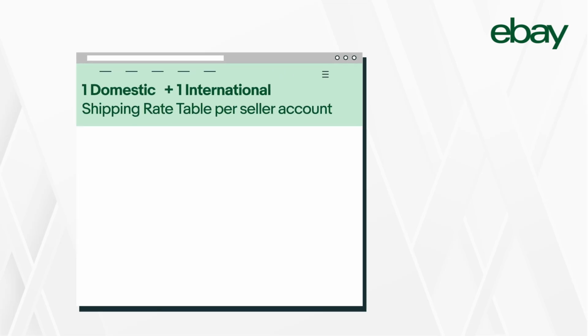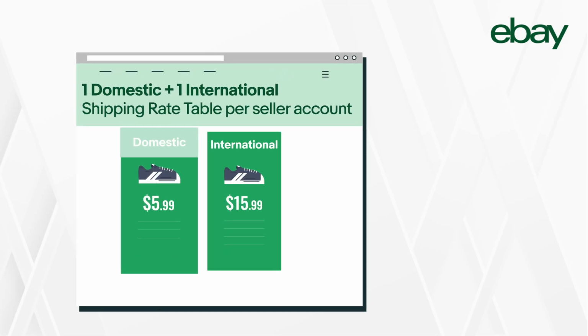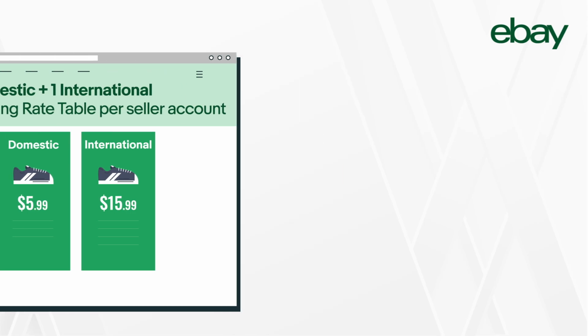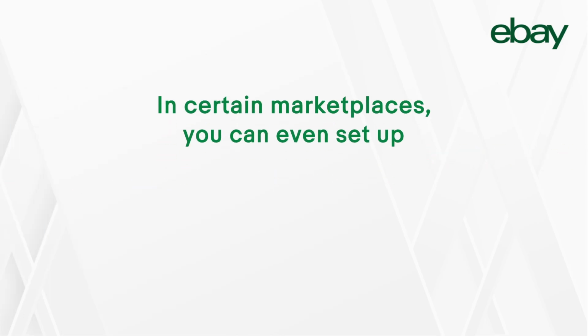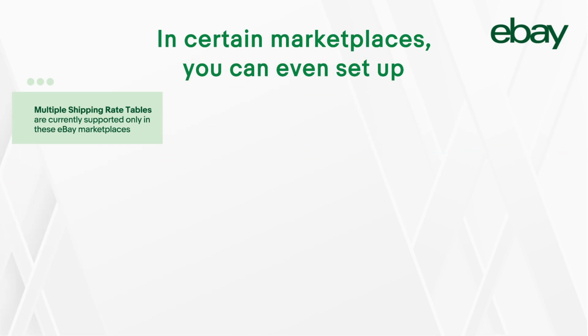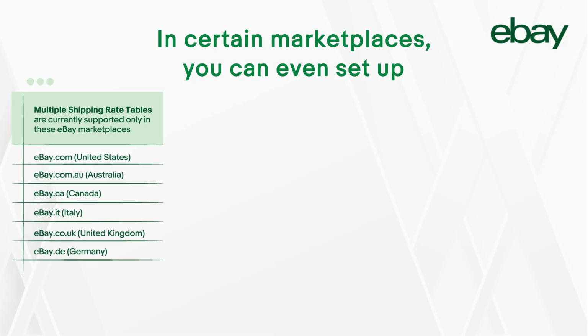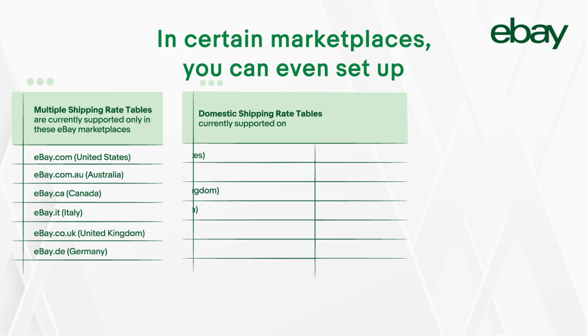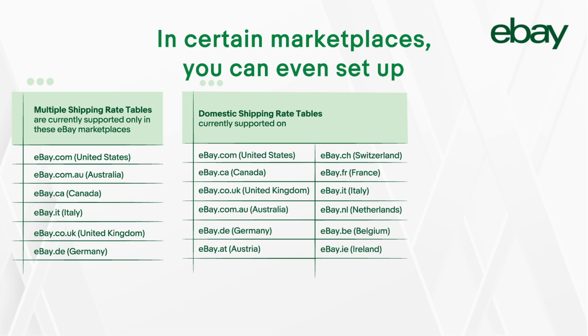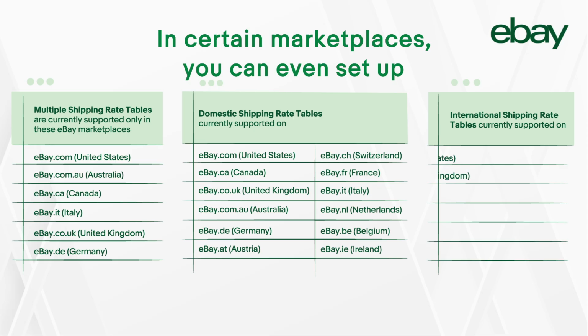As we mentioned earlier, eBay supports domestic and international rate tables, and you can set up one of each. In certain marketplaces, you can even set up multiple rate tables. Domestic shipping rate tables are currently supported in the eBay marketplaces you see on screen. Here are the eBay marketplaces supported for your international tables.